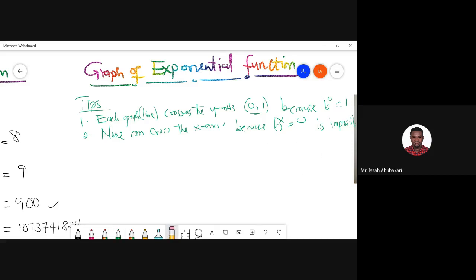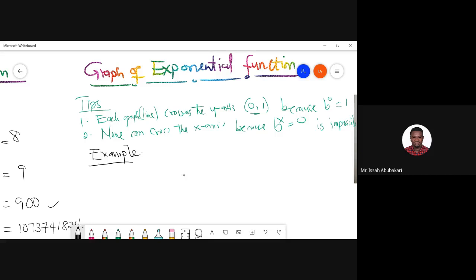Let's keep these two tips at the back of our mind, and then let's go ahead and try to plot the graph. After that, maybe I'll give you an example on a graph sheet, and then we plot it and see how it actually looks. Right? Now, okay, let's start with that. Let's look at some of the examples of the graph of an exponential function.